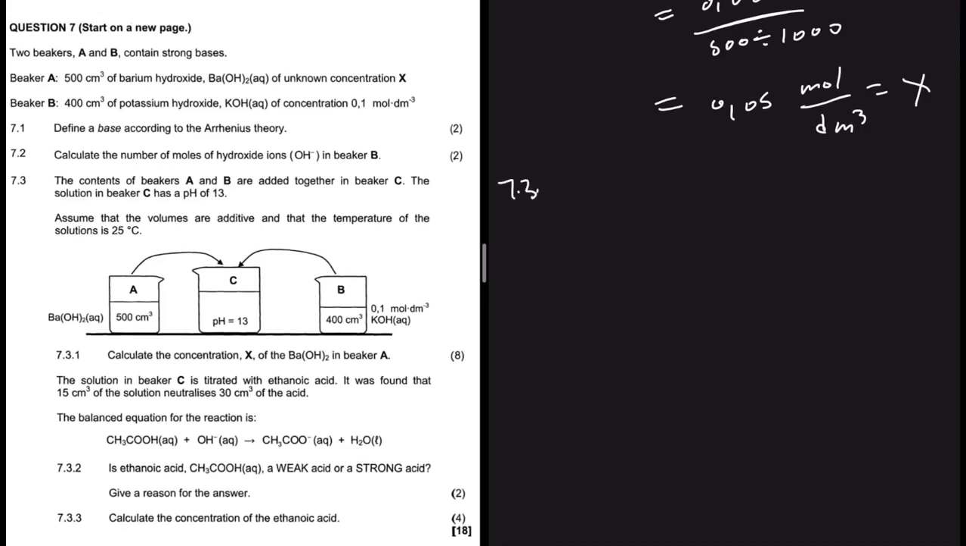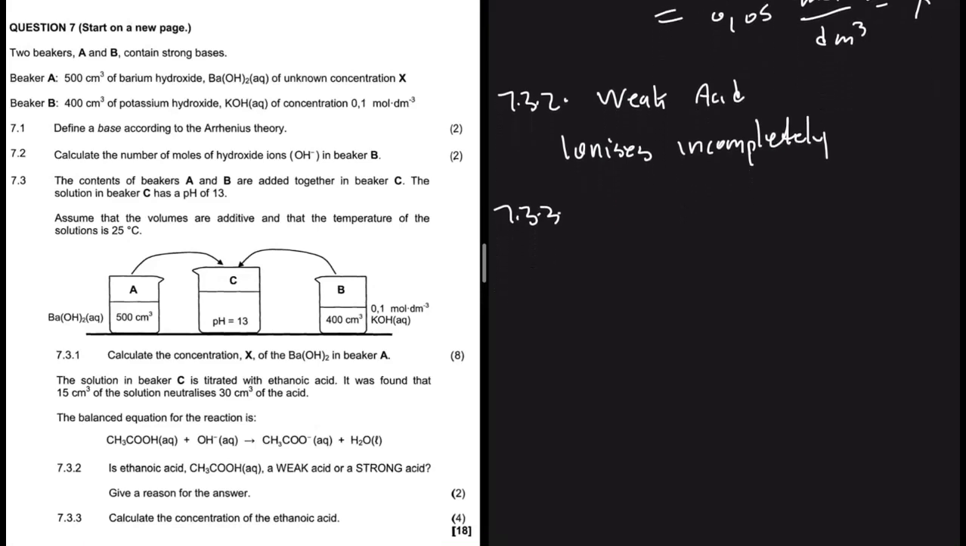And then 7.3.2 says, is ethanoic acid a weak acid or a strong acid? At this point in time, you should know that ethanoic acid is a weak acid. And then it says give a reason for the answer. In grade 12, you will only provide one reason for why an acid is weak. That is to say, it ionizes incompletely. And then 7.3.3 says calculate the concentration of the ethanoic acid, right?